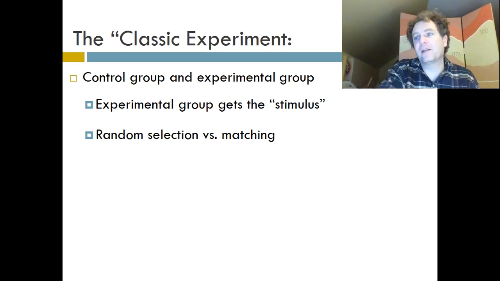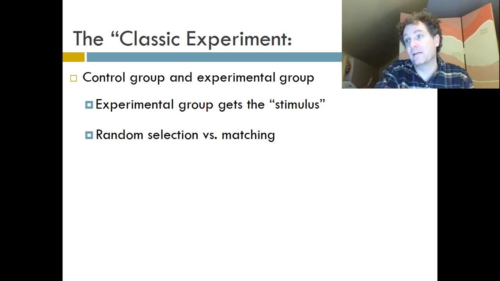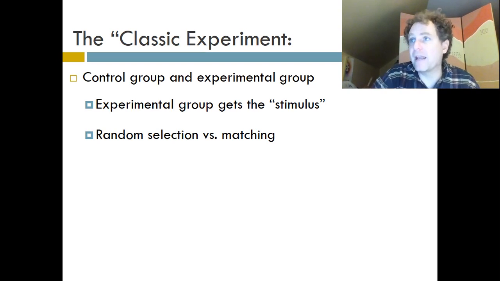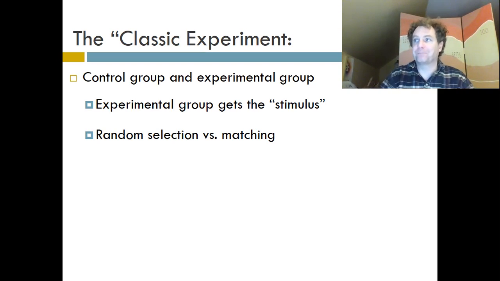You're just randomly letting chance decide, and it'll just be similar. Right, that's one way: random selection. Just let chance decide, and you hope that the two groups will just be similar. The second way you can do it is what's called matching, right?